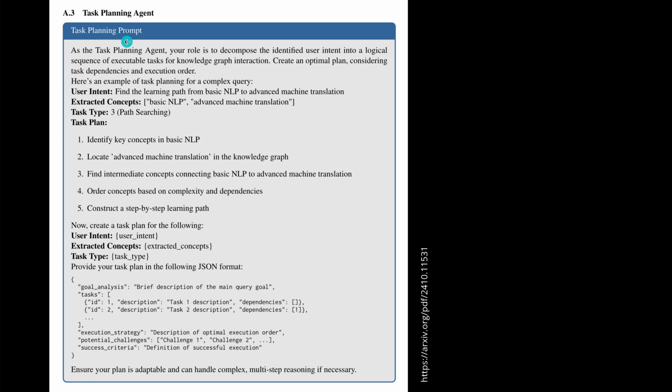Then we have the task planning prompt. This is here really the prompt that generates here the agent. And we say, hey, as the task planning agent, your role is to decompose the identified user intent into a logical sequence of executable tasks for the knowledge graph interaction. Create an optimal plan, considering now that we know the task dependencies and the execution order. Here's an example. And you provide in context learning, look, do this, then do this.